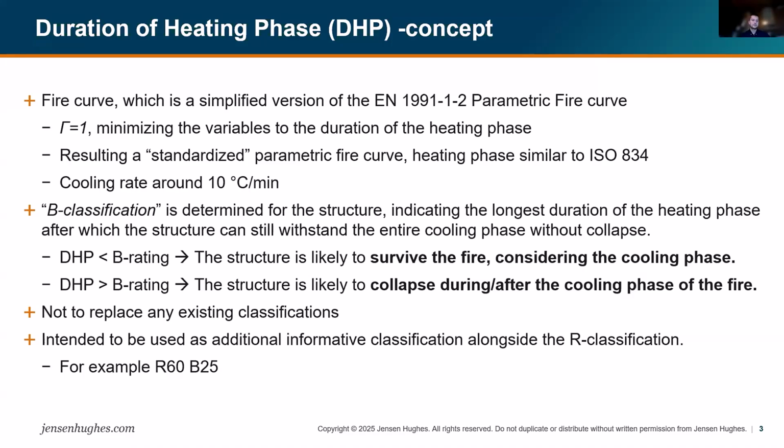On the other hand, if the heating phase would exceed the B rating, then the structure would likely collapse during or after the cooling phase of the fire. And the B classification is not proposed to replace any existing classification, but to be used as an additional informative classification alongside the R classification, for example, R60 B25.